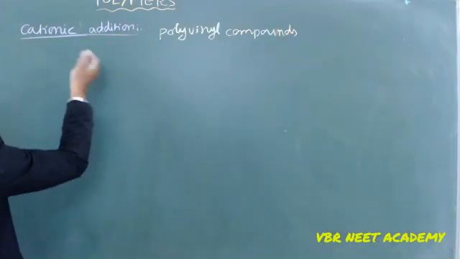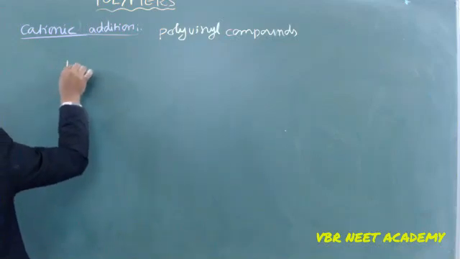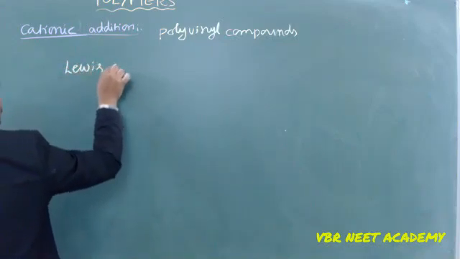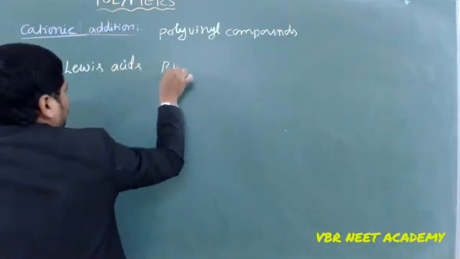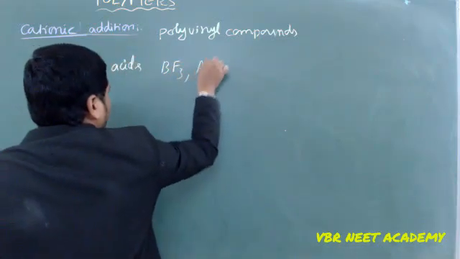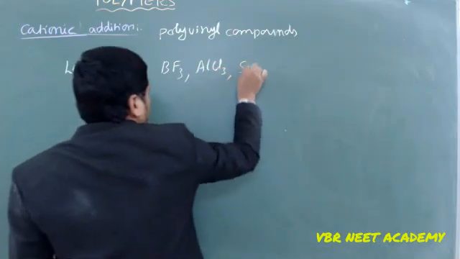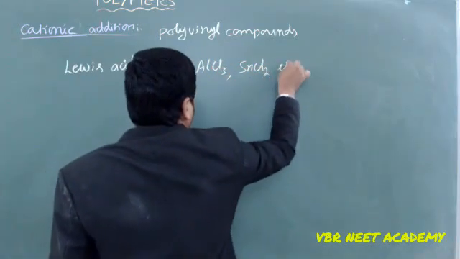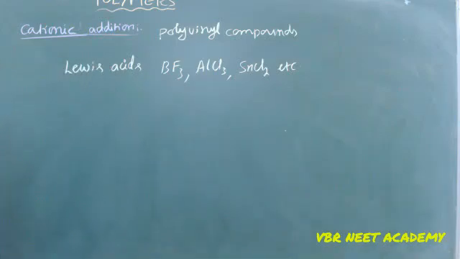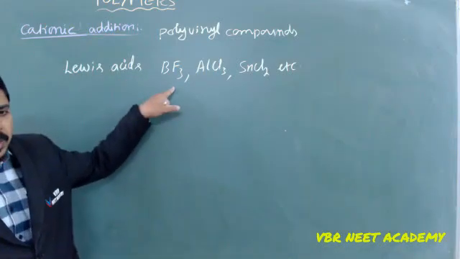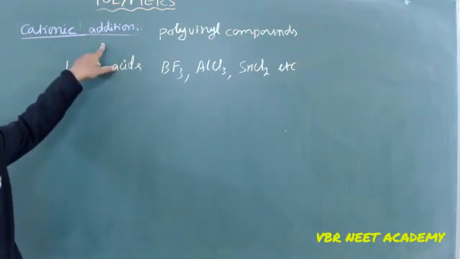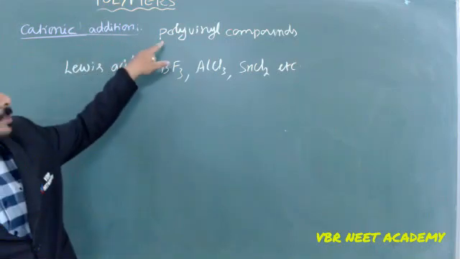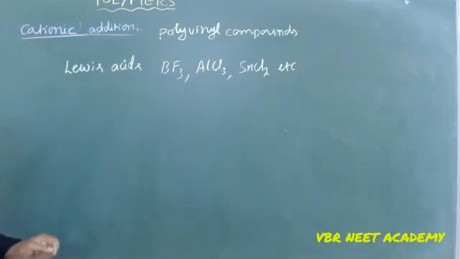So always we require an initiation. Initiations are nothing but Lewis acids, that is electron deficient compounds like BF3, AlCl3, SnCl2, etc. When these Lewis acids are present in a reaction mixture, they are going to initiate cationic addition polymerization. They are nothing but polyvinyl compounds we are going to have. How are they going to make this?